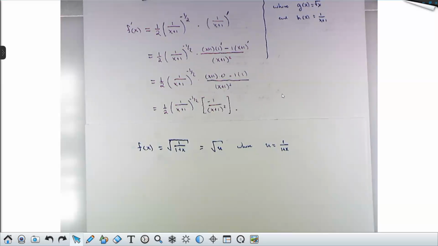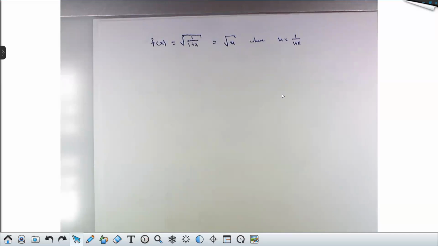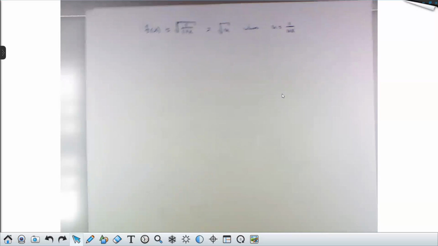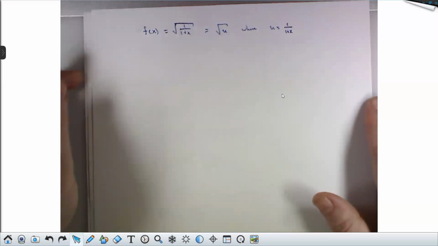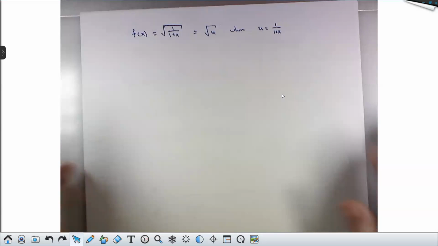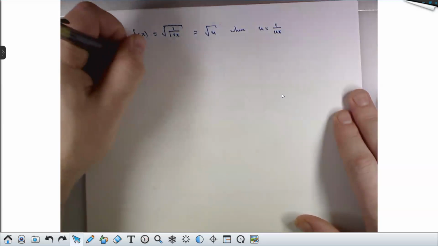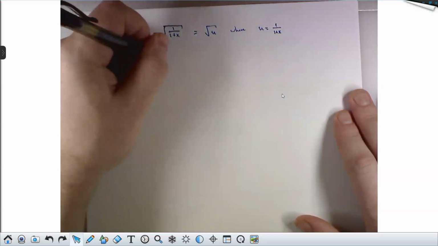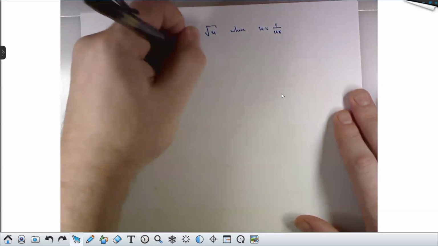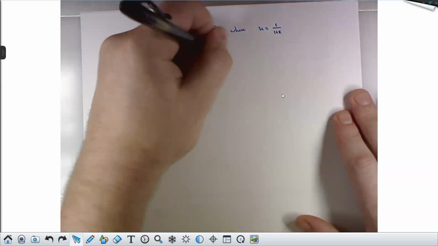Okay. I think the nicest next thing to do here is to show you where the quotient rule comes from. So using the chain rule, to prove the quotient rule.